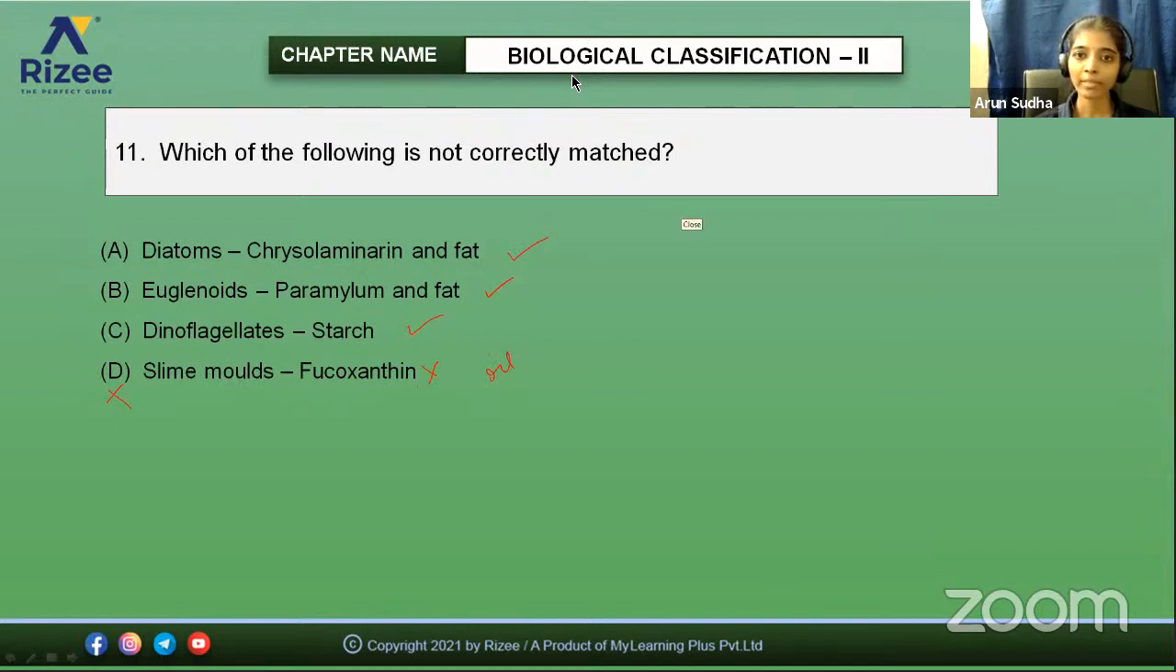So we have completed the general classification, the five kingdom classification: kingdom Monera, Protista, Fungi, Plantae, and Animalia. We completed the description of kingdom Monera and also kingdom Protista. So I hope you are clear till this. On Monday, we'll see about kingdom Fungi and then kingdom Plantae and Animalia. So is everything clear? Any doubts?